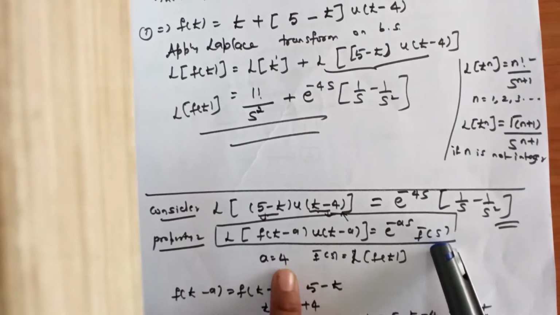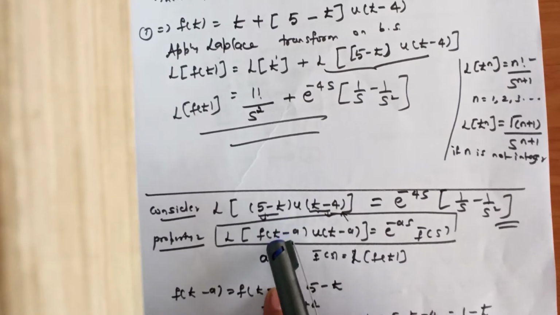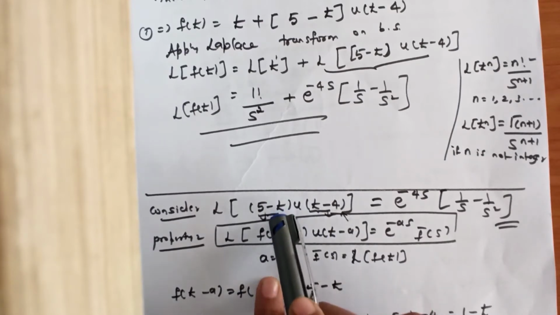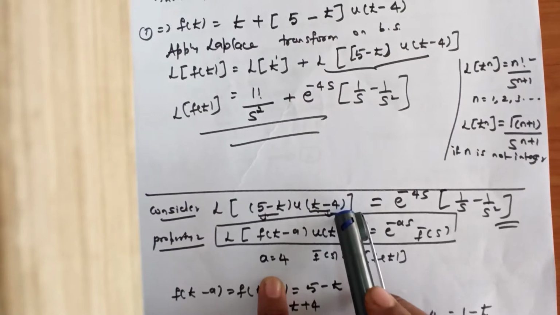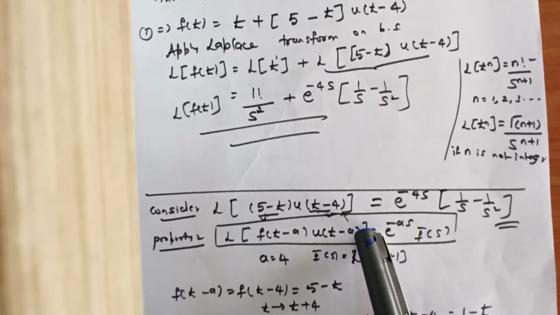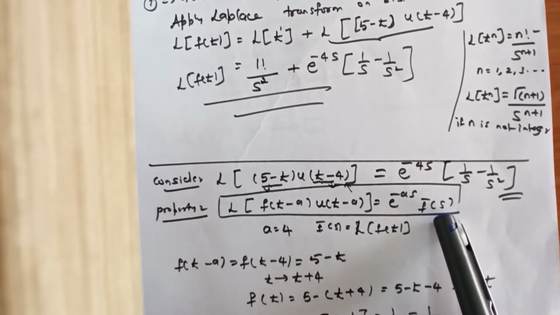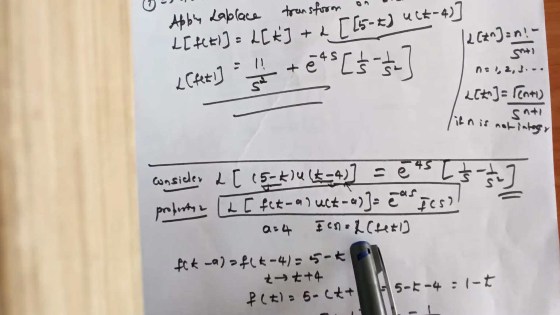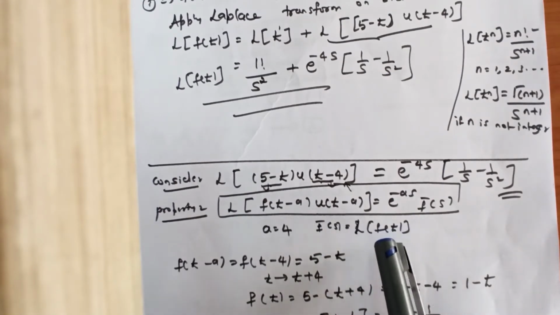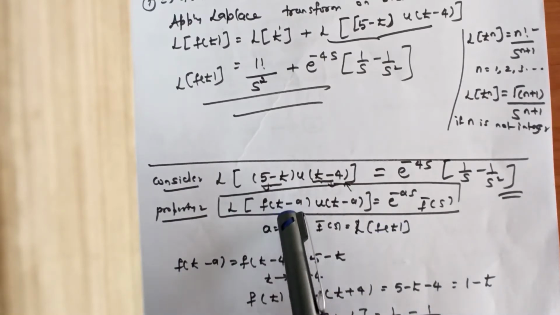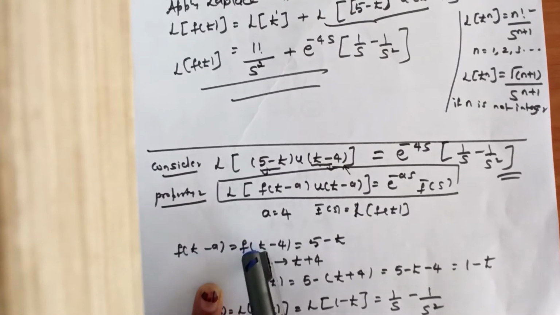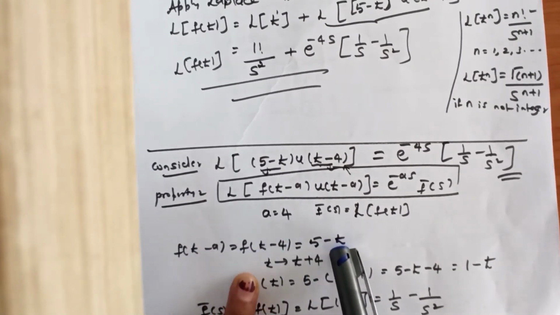Here we have a function of this form, where f of t minus a is 5 minus t and u of t minus a is u of t minus 4, where a should be replaced by 4. We have to find our f bar of s to apply this property, and f bar of s is given by the Laplace transform of f of t. We have to find our f of t by using f of t minus a, that is, f of t minus 4 is 5 minus t. By using this equation, f of t minus a is equal to f of t minus 4, which is equal to 5 minus t.